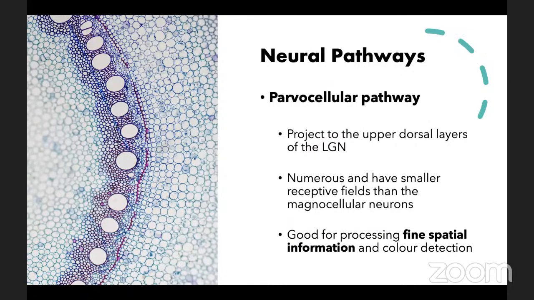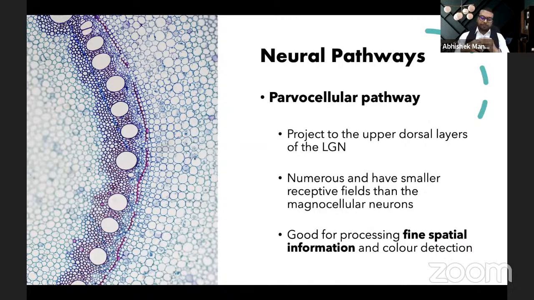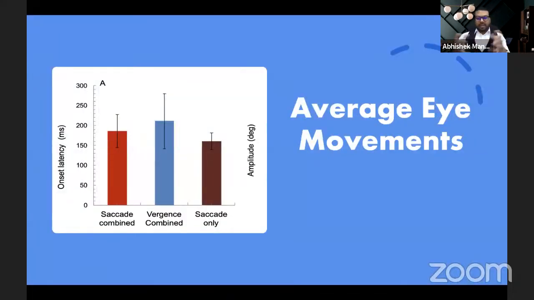Now, the other thing that I wanted to highlight here is that it has numerous and smaller receptive fields. Because of its smaller receptive field nature, it is picking up small details, and therefore it is more sensitive to higher spatial frequency. Okay, because to perceive fine spatial information, you need to be acting on a higher spatial frequency. So contrast grating plays a very important part here in both the magnocellular and the parvocellular pathway, considering the three different eye movements. Now, what is an average eye movement?